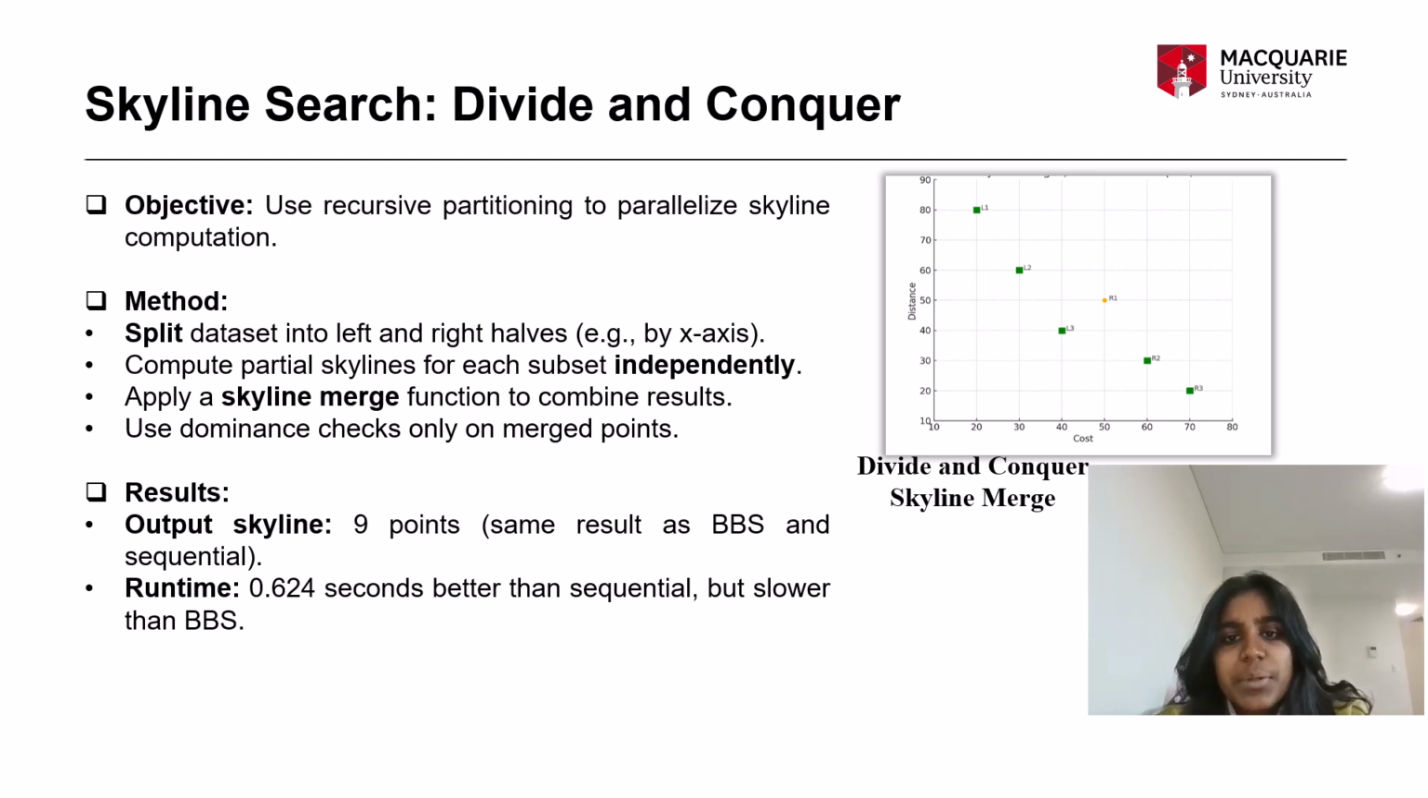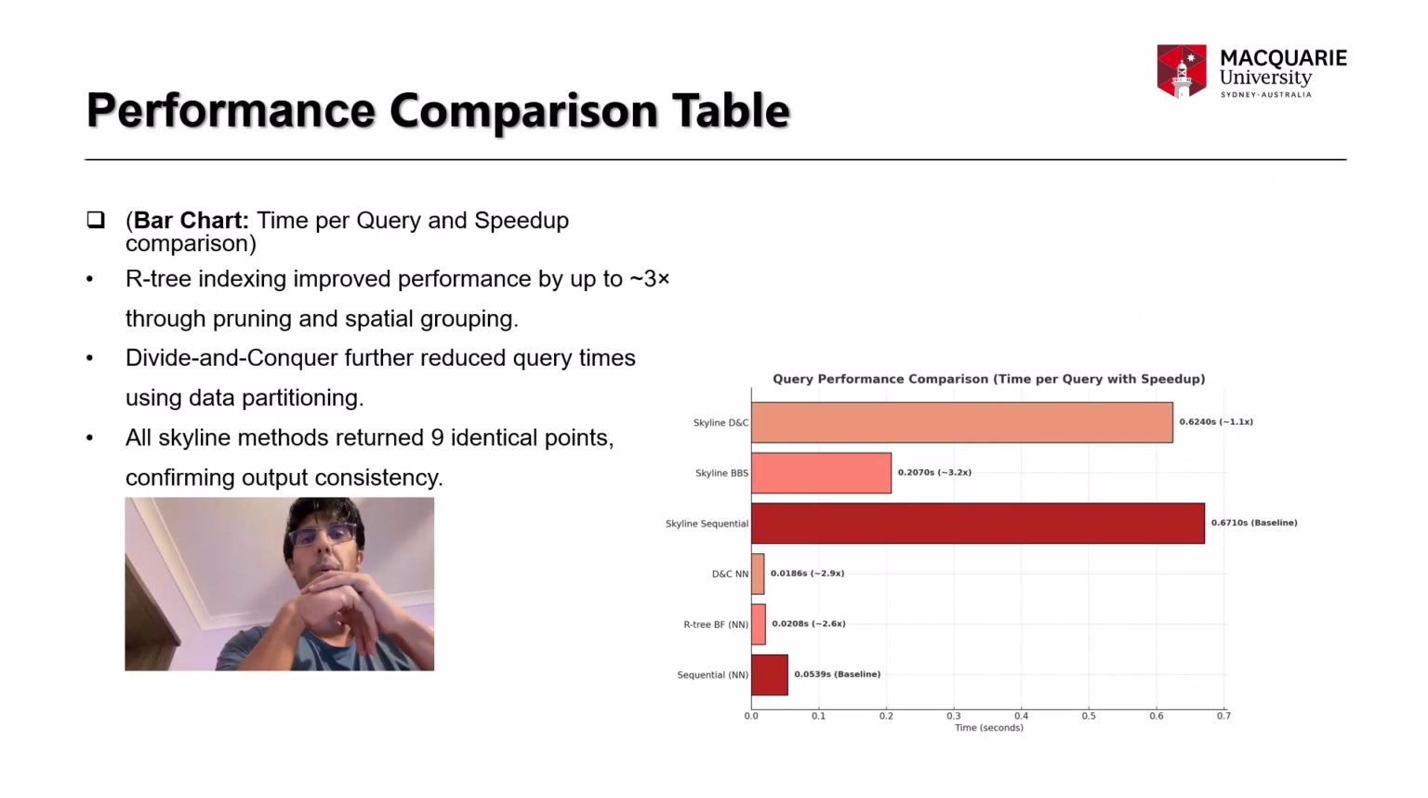While not as fast as BFS, this method still offers meaningful improvements over sequential scanning, especially on larger or more uniformly distributed datasets. Now let's talk about the performance comparison table.